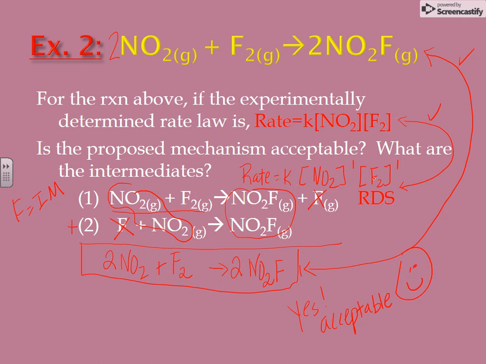Okay. Now, if both criteria did not match, then you would say no, it's not an acceptable mechanism. So if only one passes a test, it would not be acceptable.